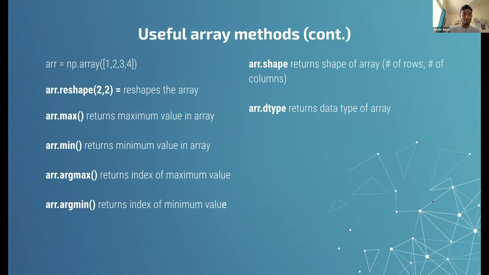Some more useful array methods: array.reshape, which just reshapes the array, max gets the maximum, min gets the minimum, argmax gets the index of the maximum value, argmin returns the index of the minimum value, array.shape returns the shape of the array, number of rows, number of columns, and finally, array.dtype returns the data type of the array.